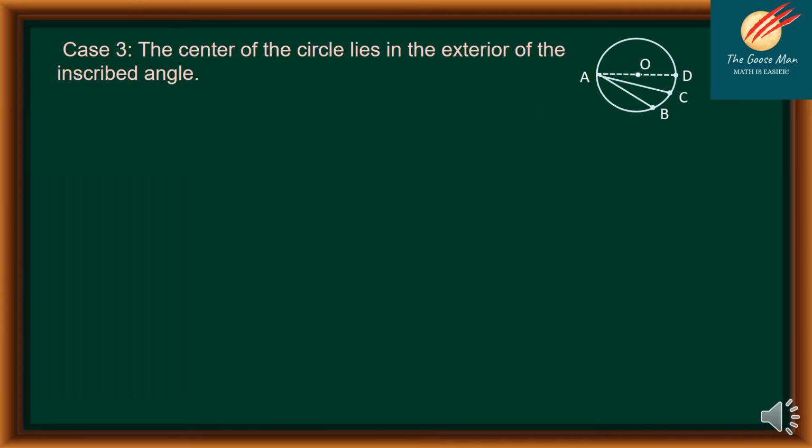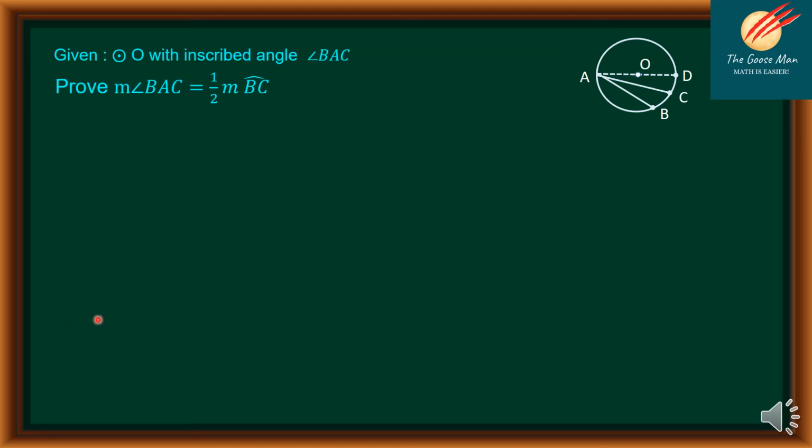Let's move on to the third case. That is, the center of the circle lies in the interior of the inscribed angle. Again, the given is circle O with inscribed angle BAC, and we would like to prove that the measure of angle BAC is equal to 1/2 the measure of arc BC. To prove that, we need to draw diameter AD. So we have here diameter AD.